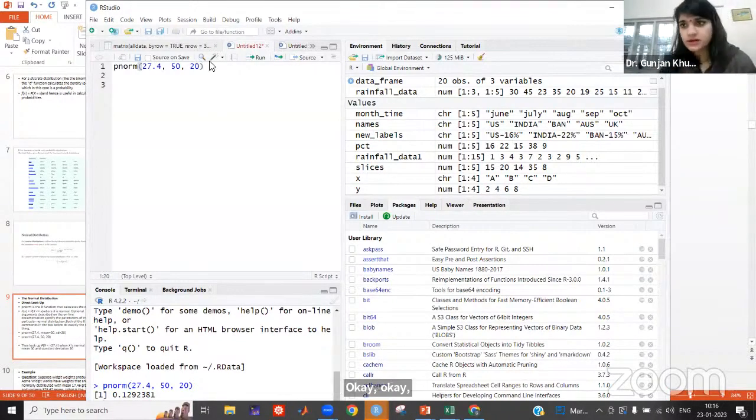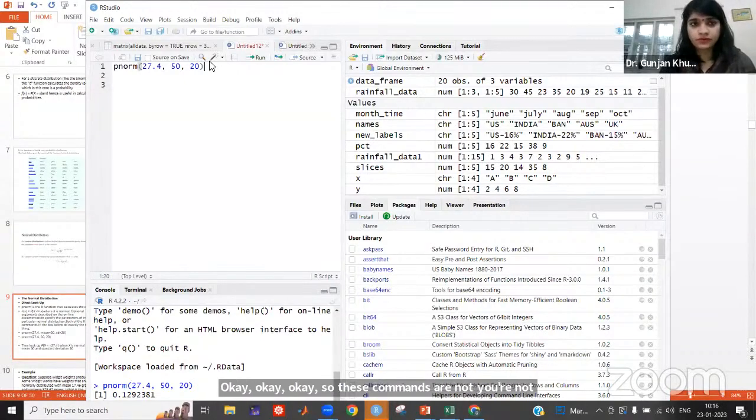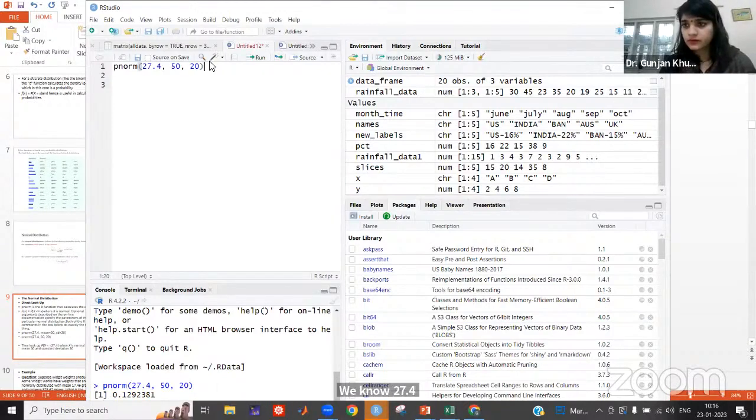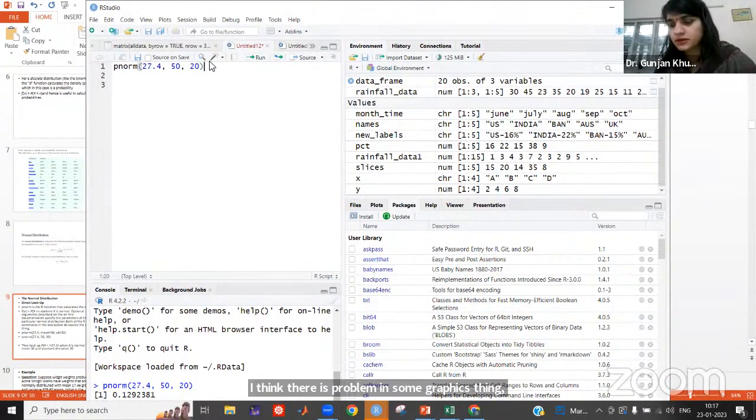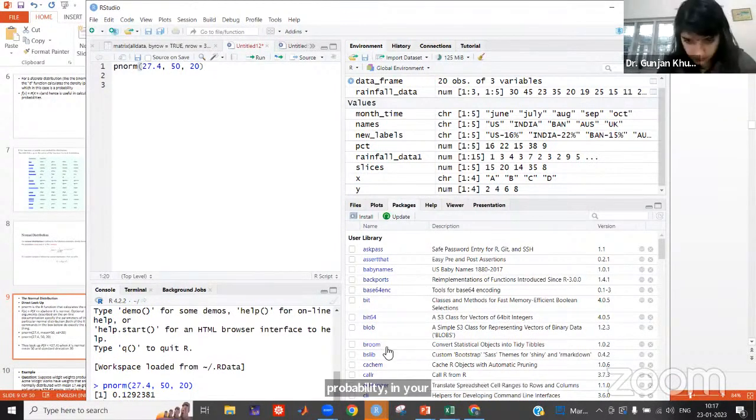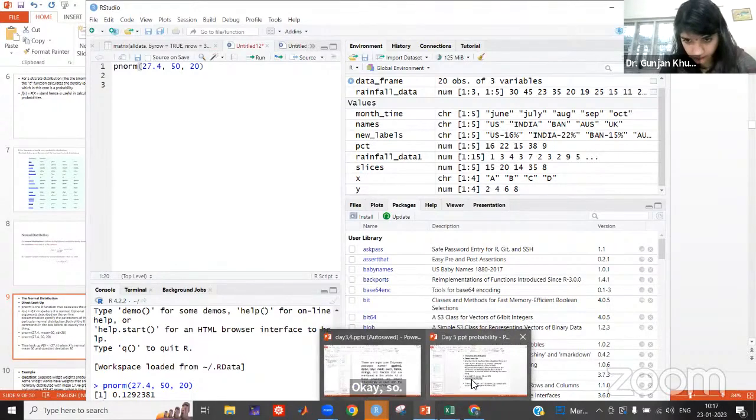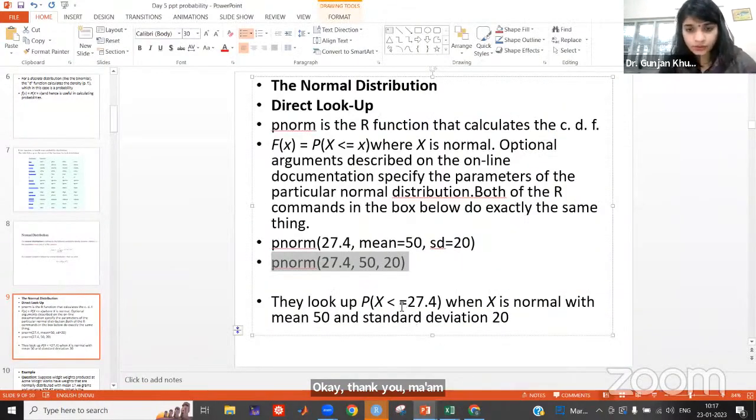Okay, so these commands you are not able to run? You could run them? Okay, that's okay. I think there is a problem in some graphics thing, not in the probability. Okay, fine. So you can use any of the commands and it will give the same output.